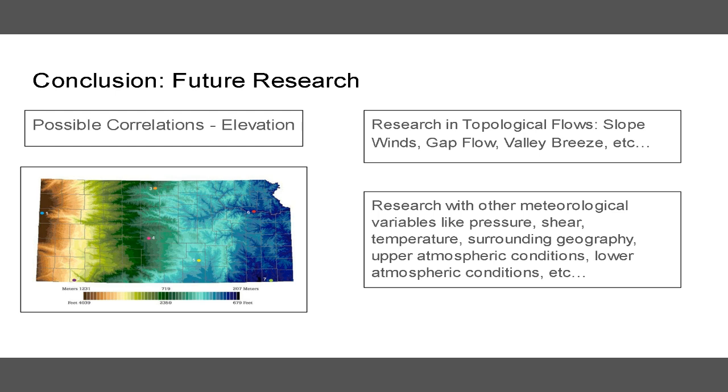Off the top of my head, looking at topological flows like slope winds, gap flow, valley breeze, just big wind scale dynamics, and then endless other variables like pressure, wind shear, temperature, surrounding geography, and upper atmospheric conditions and below it. So you can definitely do a lot with this. Other than that, I hope you learned something in that it is fairly easy to diagnose areas, but for the nitty gritty of it, you'd want to add in a lot of variables for a huge multivariable model, comparing all these things and seeing which area is actually the best. That would definitely take future research, but hopefully people are working on that.